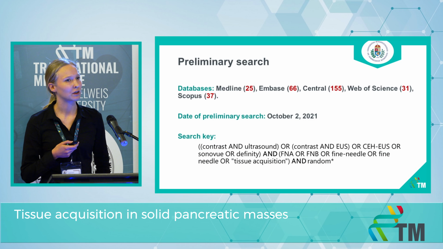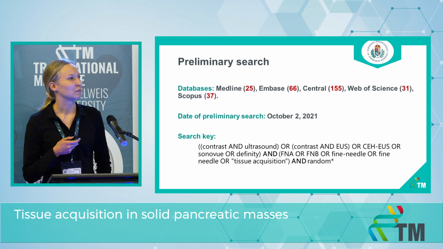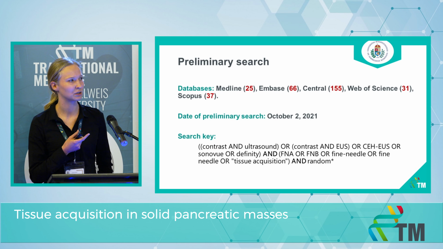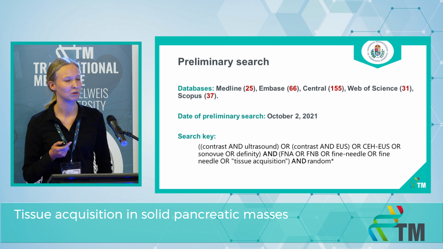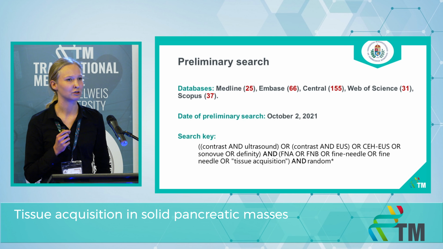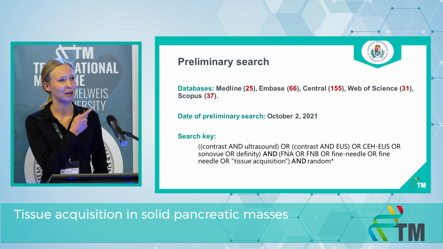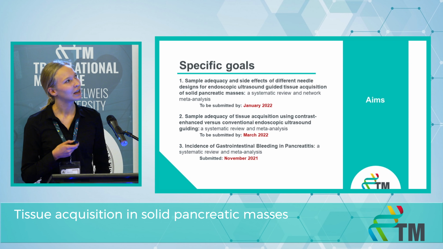My preliminary search found a relatively low number of studies, which is good news for me. The search key consisted of words for contrast and ultrasound, fine needle aspiration or biopsy, or tissue acquisition, and random, because again, I'm looking at only randomized controlled trials. I know there's 3 randomized controlled trials out there, so it will be possible to perform this, and hopefully it will be rather quick with this pool.